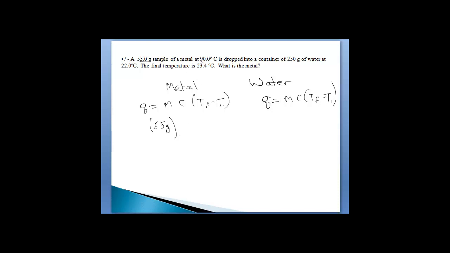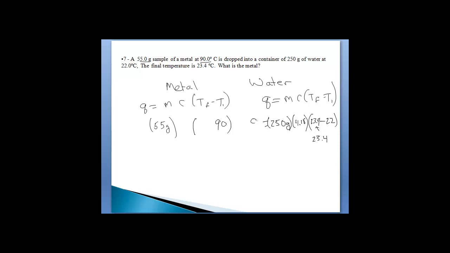It's 90 degrees Celsius before anything happens, so its initial temperature is 90 degrees. It's dropped into a container that contains 250 grams of water. So that's my mass of water at 22 degrees Celsius. Now remember, the C value for water is always 4.18. The initial temperature of the water is 22, and the final temperature of the water is 23.4.